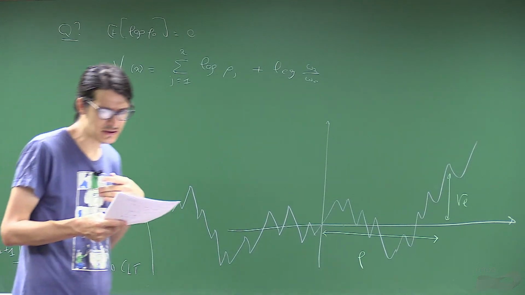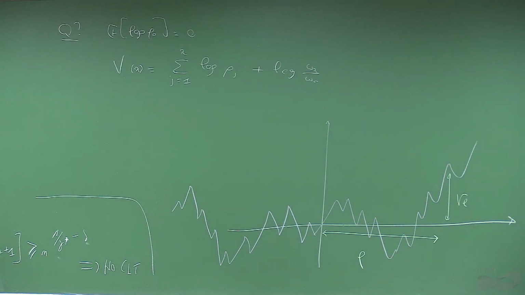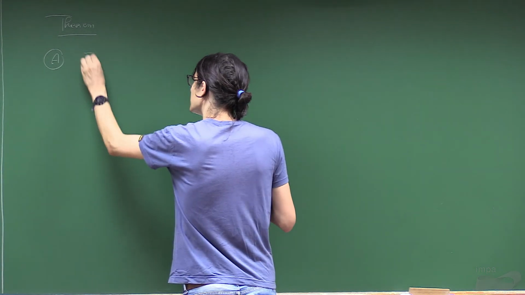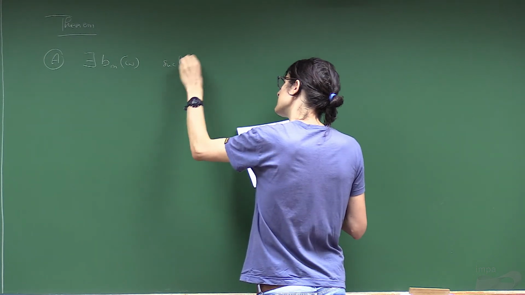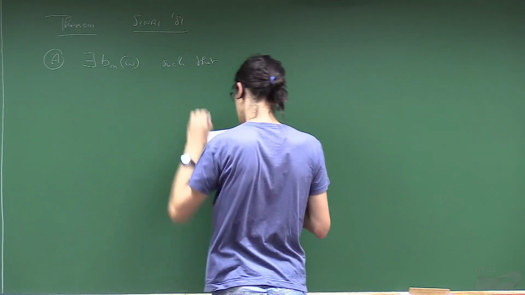Okay, and it turned out that the result might be surprising at first, but in the end, it's very intuitive why the result should be what it is. So let me write the theorem, and the theorem is somehow not complete because I won't tell you what Bn is. I think things will become intuitive once we have the definition of Bn. There exists Bn of omega such that, this is due to Sinai in 81.